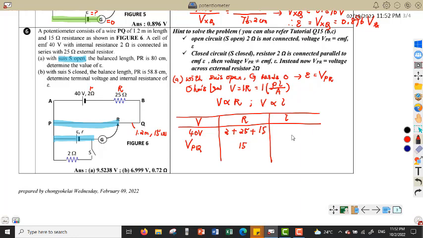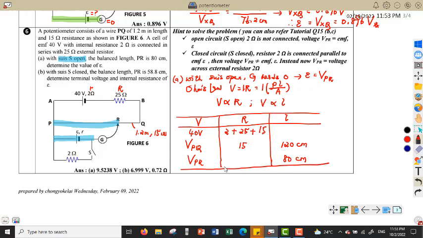Okay, 15 ohm. And then the wire have a length of 1.2 meter. So it's 120 cm. And then we focus on the balance length. So the balance length is VPR. So the balance length is 80 cm.